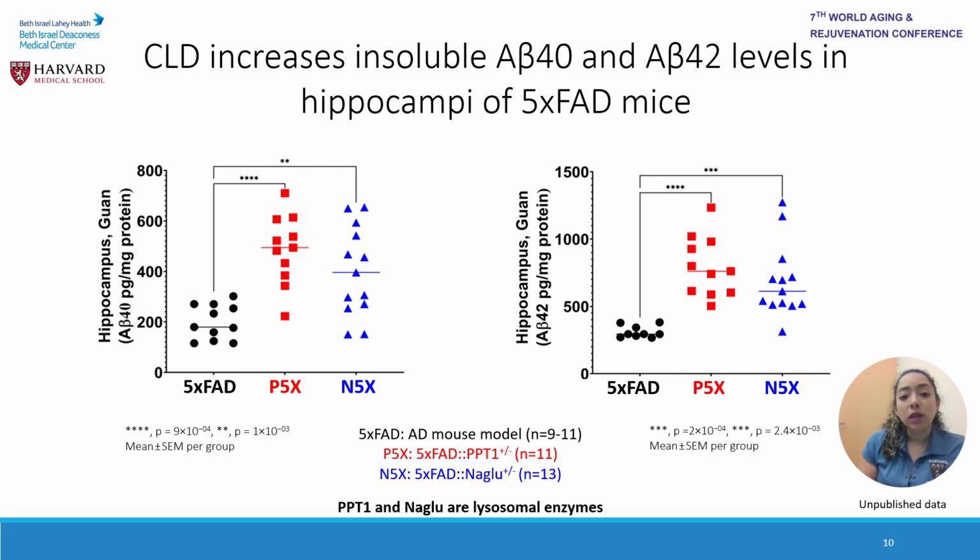Additionally, we quantified insoluble amyloid beta 40 and amyloid beta 42. As shown, lysosomal dysfunction significantly increases the accumulation of both fragments in the hippocampus, suggesting an exacerbation of Alzheimer's disease pathology.